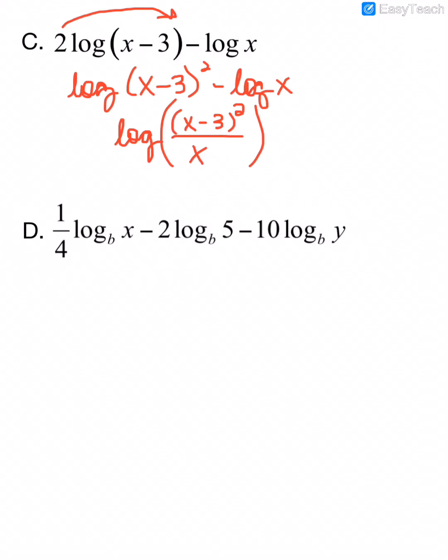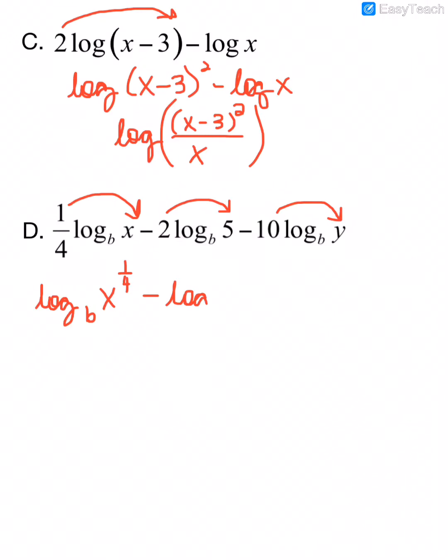Okay, in D we have 3 separate logarithms. So first of all, we're going to take each logarithm and bring the coefficient as the power of the argument. All right, so I have log base b of x to the 1/4 power minus log base b of 5 squared minus log base b of y to the 10th.